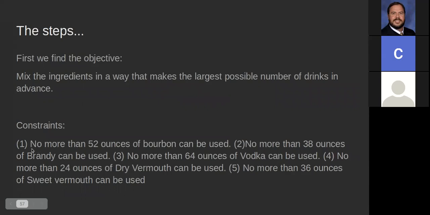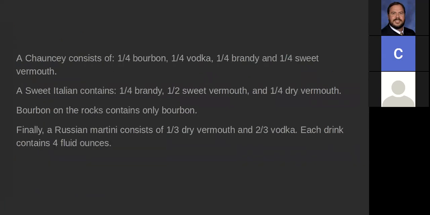The constraints we have are that no more than 52 ounces of bourbon can be used, no more than 38 ounces of brandy, no more than 64 ounces of vodka, no more than 24 ounces of dry vermouth, and no more than 36 ounces of sweet vermouth can be used. And then it shows here that a Shanxi consists of 1/4 bourbon, 1/4 vodka, 1/4 brandy, and 1/4 sweet vermouth. It shows what each one will consist of, and each drink consists of 4 fluid ounces.